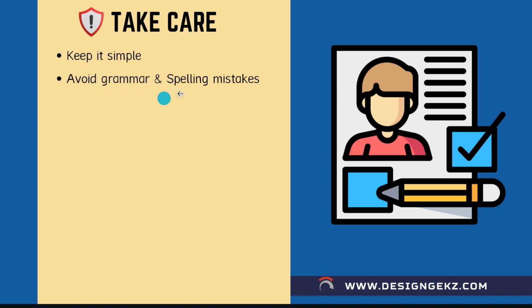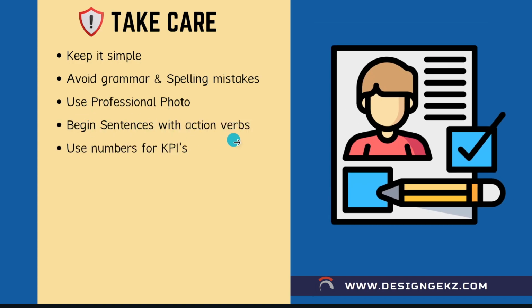Avoid grammar mistakes and spelling mistakes. You can do a spell check in the Word format as well. Click a professional photo, possibly with a clear background, and use that in the resume. Begin sentences with action verbs.